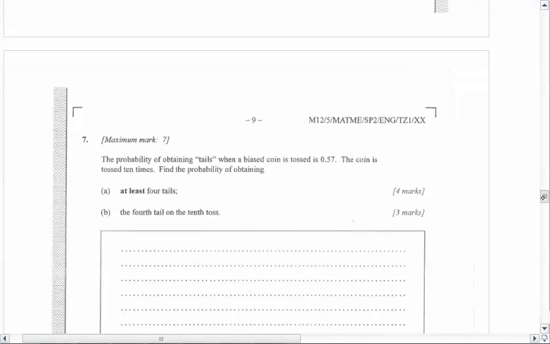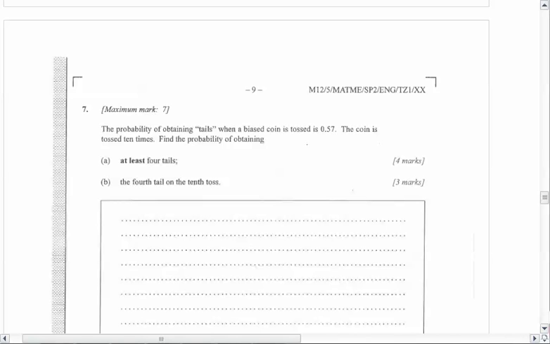Okay, so the probability question. Probability of obtaining tails on a biased coin is 0.57. The coin is tossed 10 times. So this is a repeated experiment, and you're going to use a binomial. So we've got 1, 2, 3, 4, 5, 6, 7, 8, 9, 10 coin tosses. You want to get at least 4 tails.